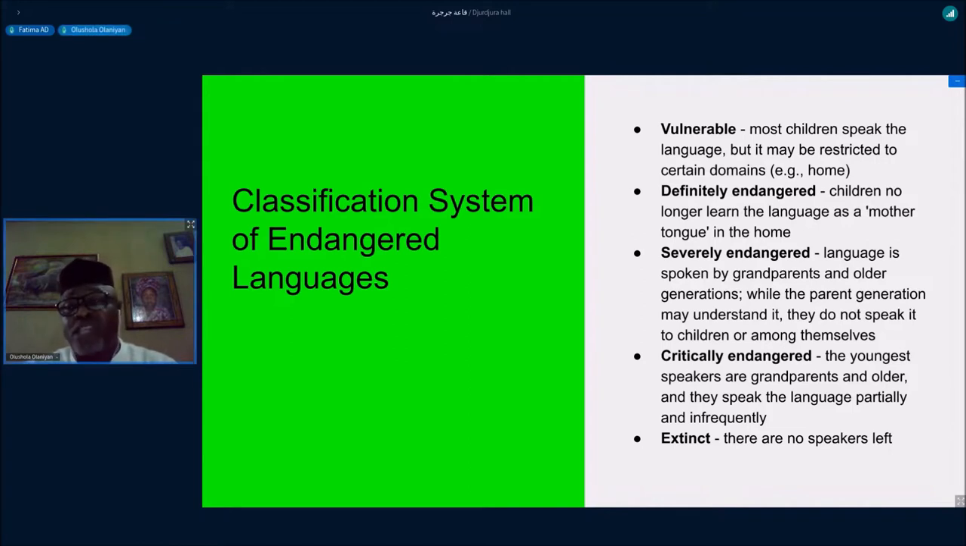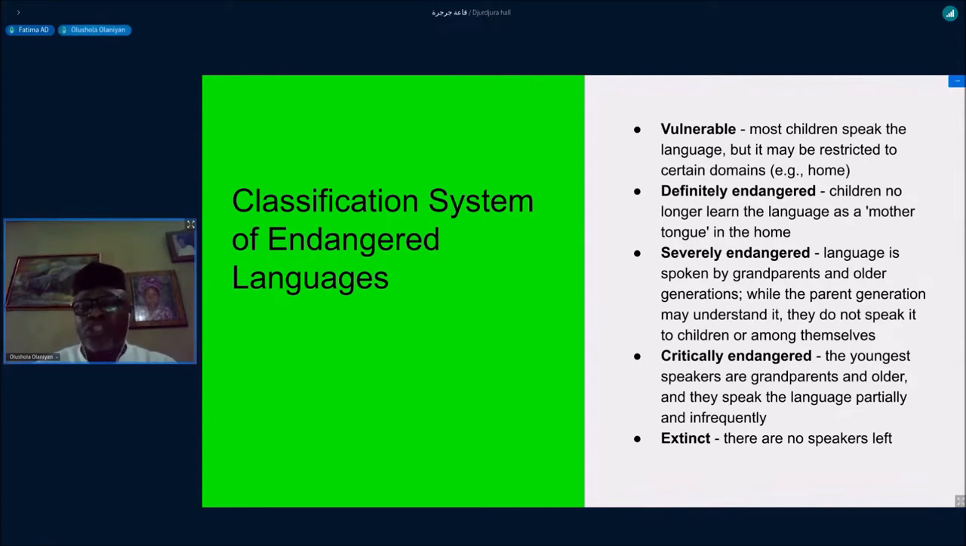Another type of classification system of endangered language is definitely endangered. In this case, children no longer learn the language as a mother tongue at home. So oftentimes, 90% of the official languages in Africa are foreign languages. Most of the time, our children take so much time to learn the official language because it is the language of relevance to business and also in education. So in this case, most children do not focus on learning the indigenous language as a home language, rather, they focus on the foreign languages.